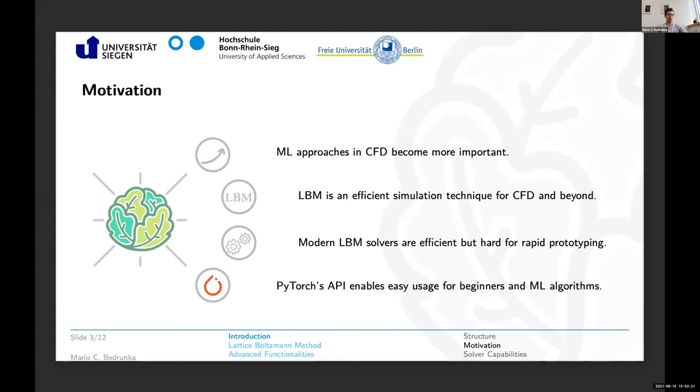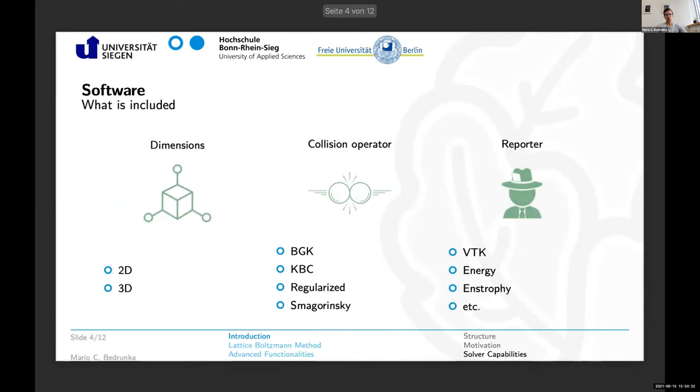And PyTorch's API enables not only usage of efficient GPU and CPU operations, but allows us also to integrate machine learning capabilities into the lattice Boltzmann method. So let me present you what functionalities are already included within Lattice. Lattice is able to perform two-dimensional and three-dimensional simulations on a standard workstation. And what I want to underline is that even complex 3D simulations can be run on an off-the-shelf GPU, like the recently published 3000 models from NVIDIA.